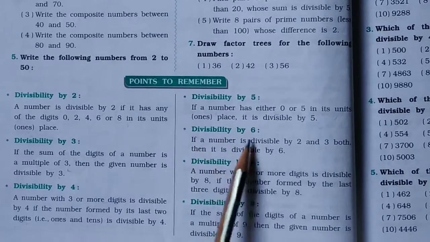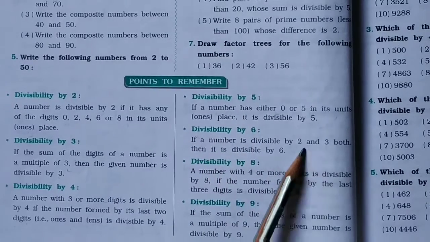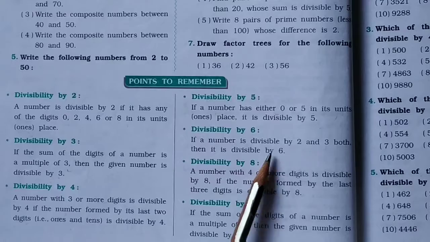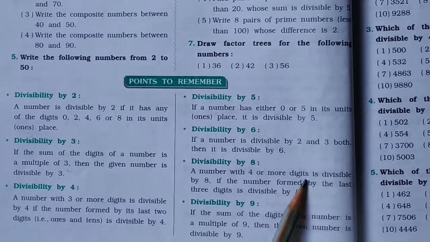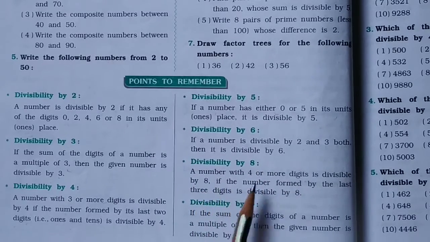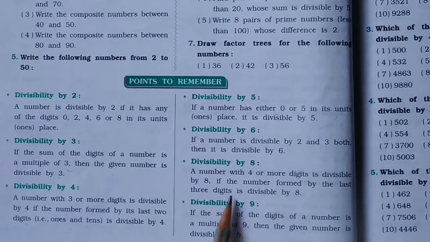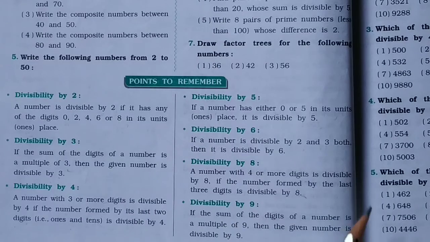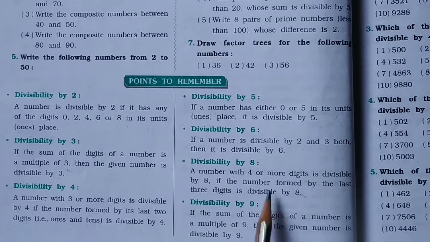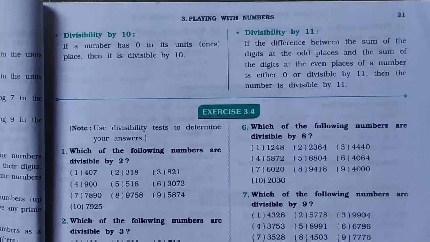And divisible by 6: if a number is divisible by both 2 and 3, then it is divisible by 6. Then divisible by 8: a number with 4 or more digits is divisible by 8 if the number formed by the last 3 digits is divisible by 8. And divisible by 9: if the sum of the digits of a number is a multiple of 9, then the given number is divisible by 9.